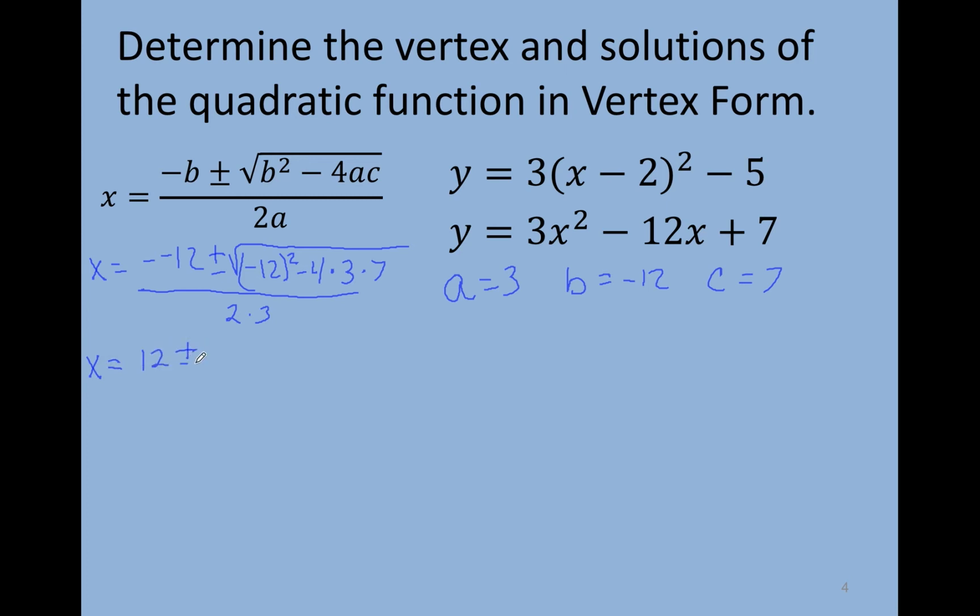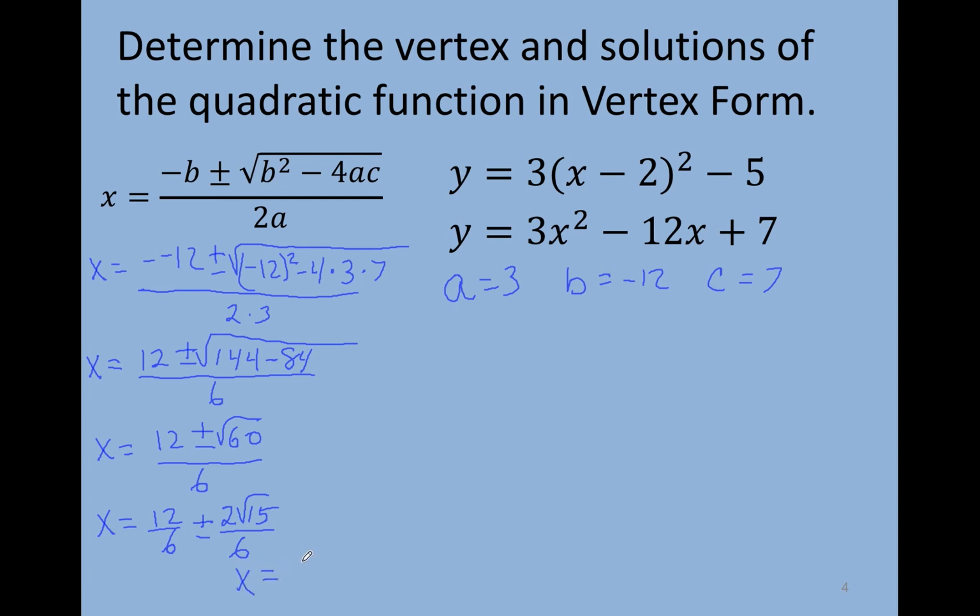Do the math on the top. That's 12 plus or minus the square root of 144 minus 84, over 6. x equals 12 plus or minus the square root of 60 over 6. Split that up: 12 over 6 plus or minus 2 root 15 over 6. Reduce fractions. x is equal to 2 plus or minus, 2 over 6 is 1 over 3, so it's just going to be root 15 over 3.